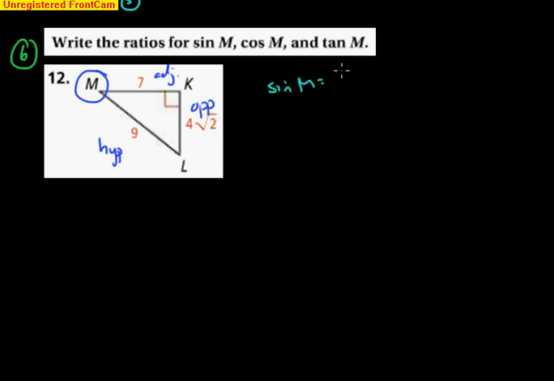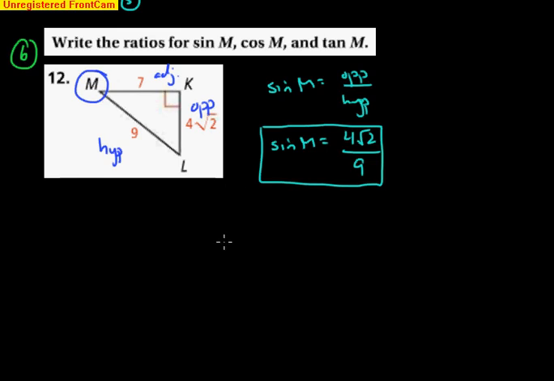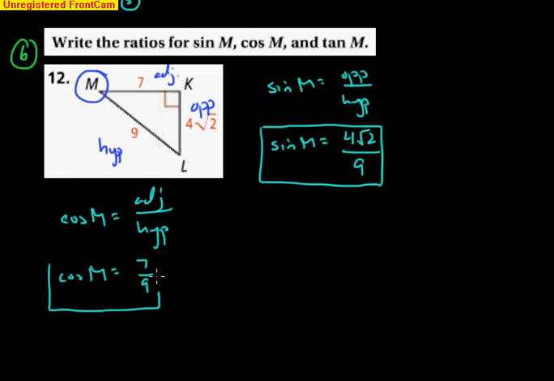So to find the sine of M, we need to find the opposite over the hypotenuse. So the sine of M is equal to the opposite, 4 radical 2, over the hypotenuse, 9. If that fraction can simplify, simplify it. If not, you're done. There's the sine. The cosine of M is adjacent over hypotenuse. So the cosine of M in this case is adjacent, 7 over hypotenuse, 9. 7 over 9 does not simplify. You are done.